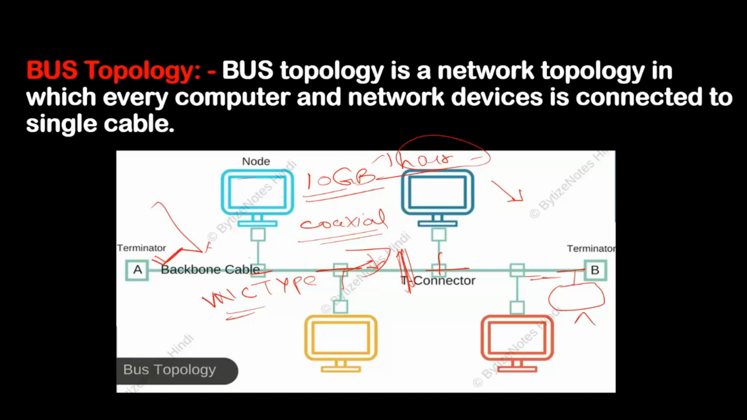Now see how we can remove that collision. The first method is you have to turn off all the devices and then turn them on. Then the collision will be removed automatically. And the second thing is, in bus topology, we have to connect a terminator at the start and at the end.